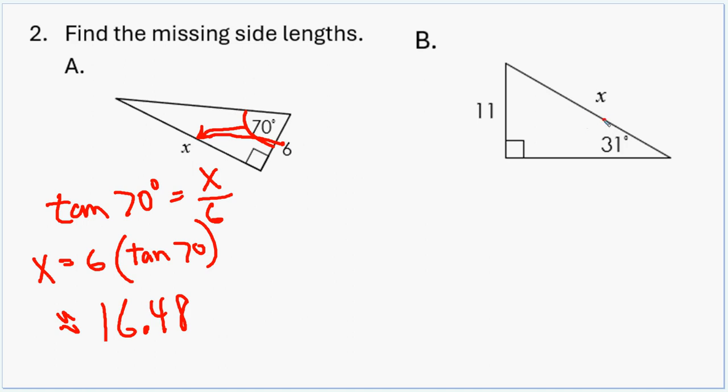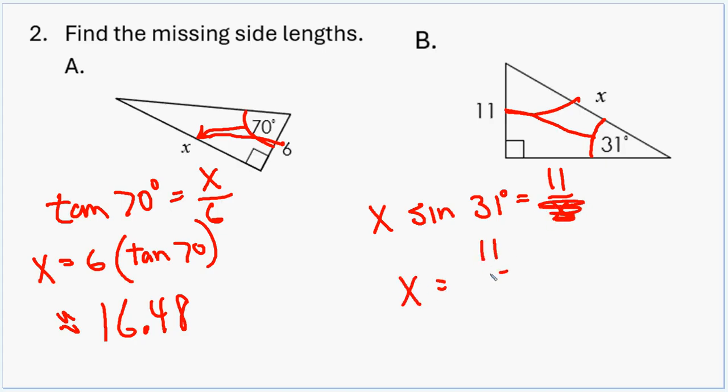On the other triangle over here, we're at the 31-degree angle. We have the opposite, and we want the hypotenuse, so that's going to be sine. The sine of the 31-degree angle equals 11 over x. So we're going to multiply and move the x over here, and then divide by the sine of 31. If we punch that into the calculator correctly, you're going to get about 21.36.